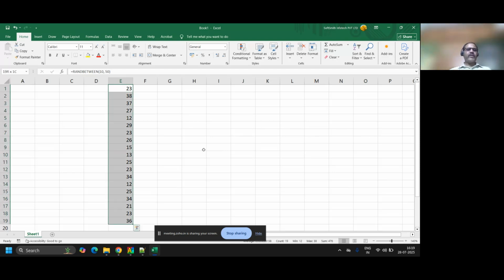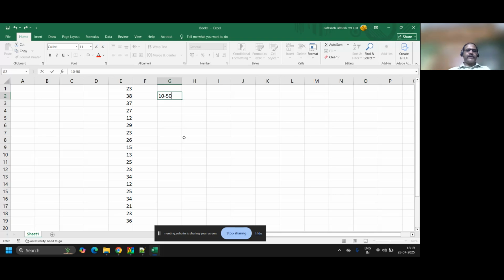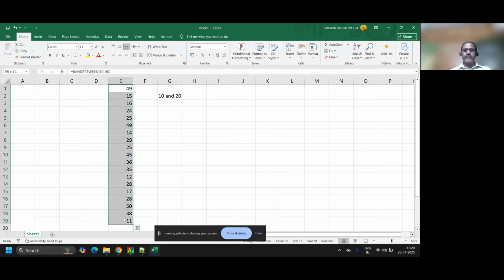Now I want to choose something like between 10 and 50. Between 10 and 20, how many items are here? I have to manually count. There are totally 19 rows over here.